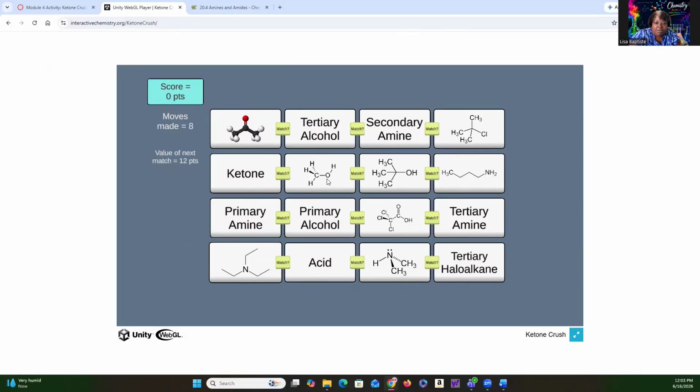Say, for example, this right here is an alcohol, because you have that OH group, but it is a primary alcohol because it's attached to that first carbon. Primary alcohol is down here, and so we want to get it next to here. You see how I moved that around so that I can match it. So you get 10 points.